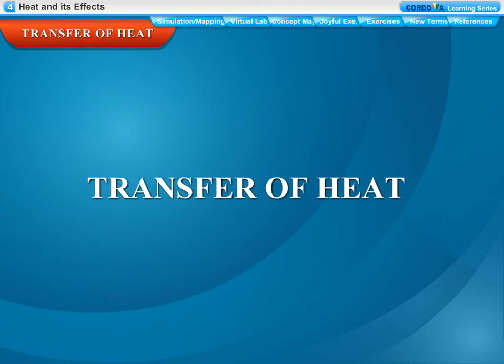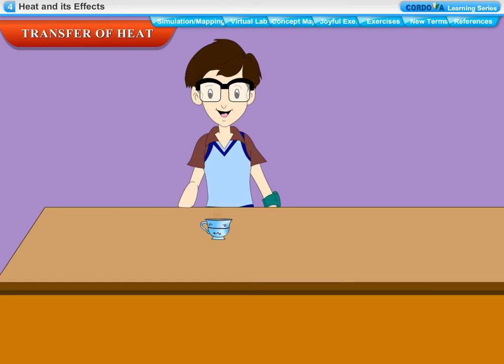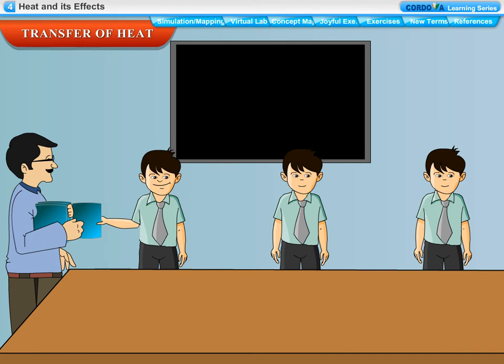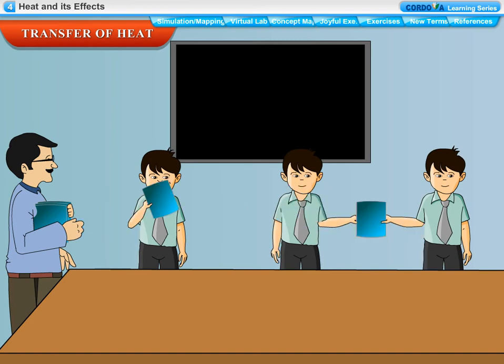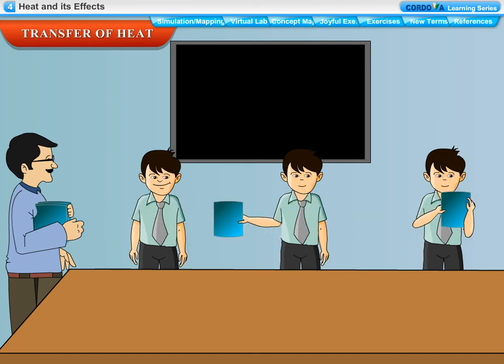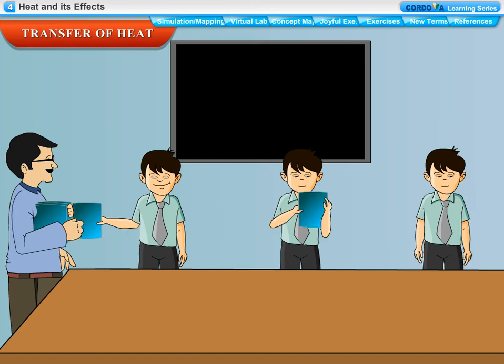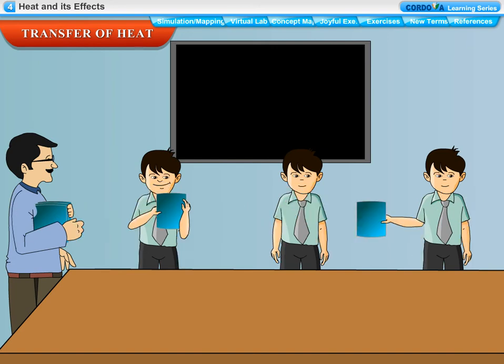Transfer of heat. The flow of heat from a body at higher temperature to another body or to another part of the same body at lower temperature is called transfer of heat. Imagine our teacher has to distribute answer sheets to the students in the class. He can do it in 3 ways. He can hand over the answer sheet to the first student and ask him to pass it on to the next student. The next student passes it on to the next, and so on. In this way, the last student can receive his answer sheet without actually moving from his place.